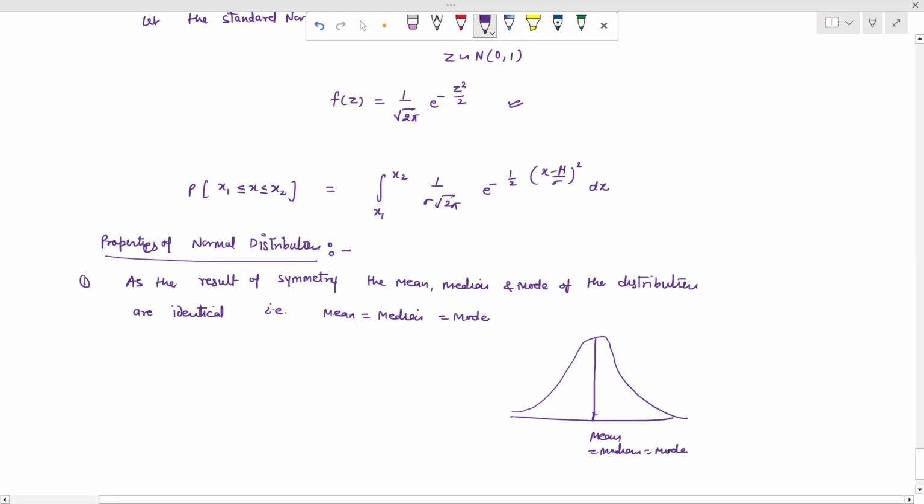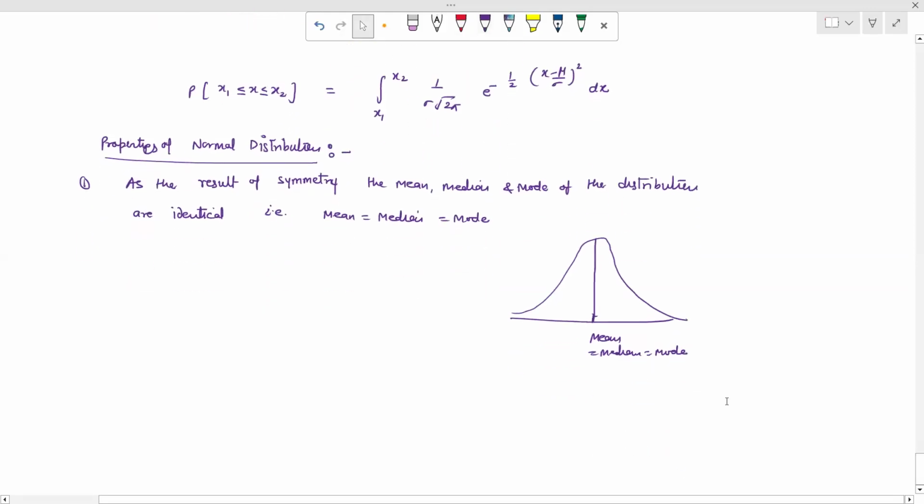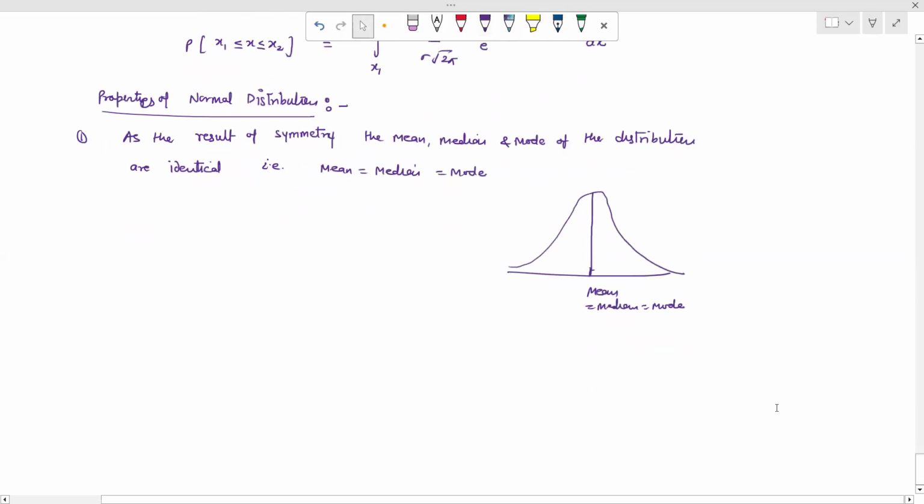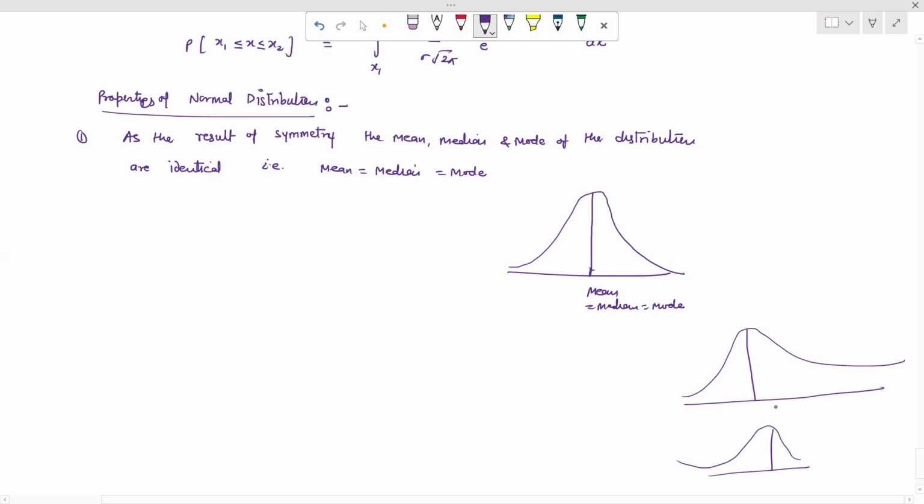आपने देखा होगा कि जब आपने स्क्यूनेस और कर्टोसिस पढ़ा होगा तो वहां पर अगर मीन मीडियन मोड आइडेंटिकल हैं तो देयर इज नो स्क्यूनेस इन द डिस्ट्रीब्यूशन और कर्व. And if mean is not equal to median is not equal to mode, we have the skewed curve. Right tail is longer than the left, or left tail is longer than the right. You remember which type of skewness. If right tail is longer than the left, it is right skewed. If left tail is longer than the right, it is left skewed.